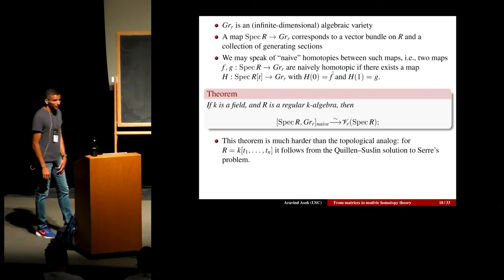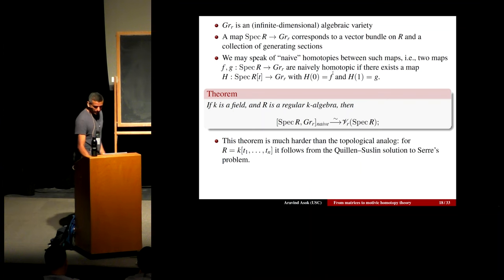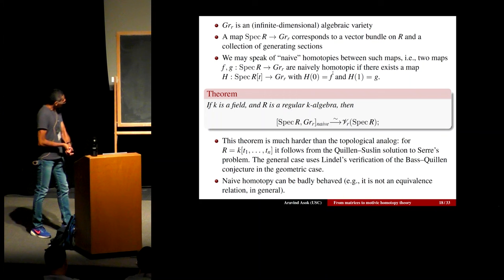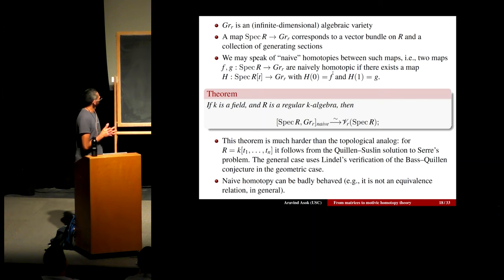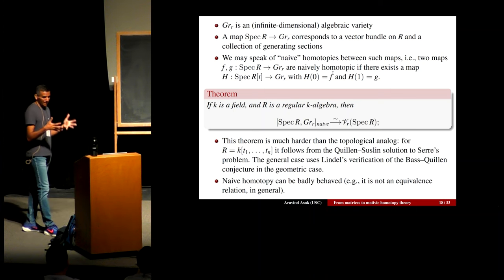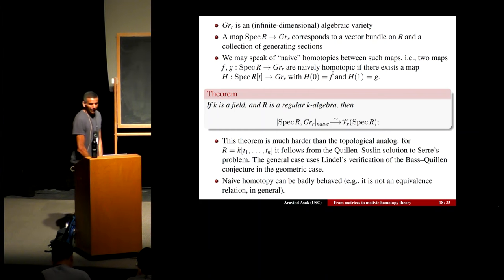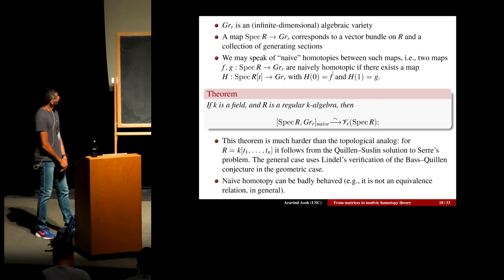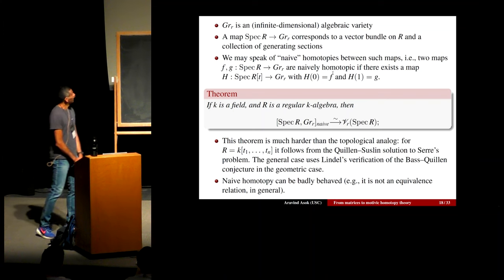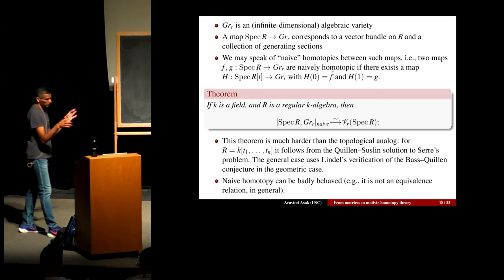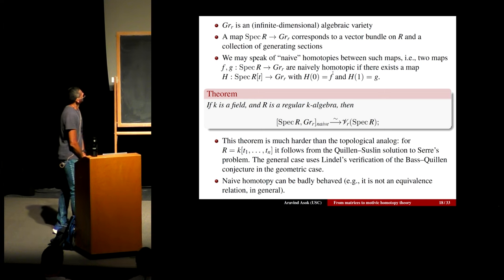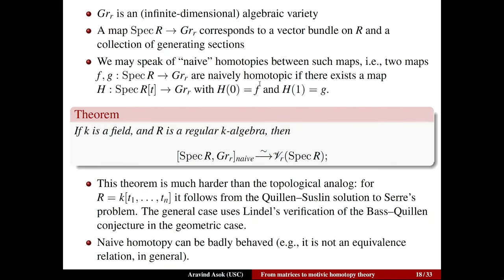Well, you need to know, like I said, that if I have two different collections of generating sections, that I can build an A1 homotopy or a naive homotopy between them. And the fact that that can be done uses a difficult theorem, which is Lindel's verification of the Bass-Quillen conjecture in the geometric case. So basically, that's the fact that if I look at VR of Spec R and VR of Spec of R[T], then the induced map is necessarily a bijection. All right, so corresponding to the projection map, so the inclusion of R into R[T].